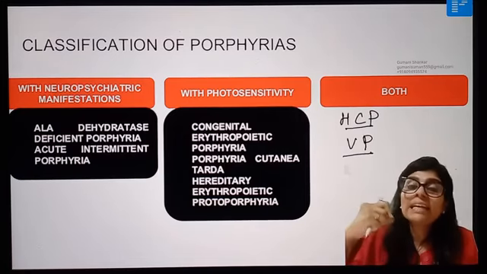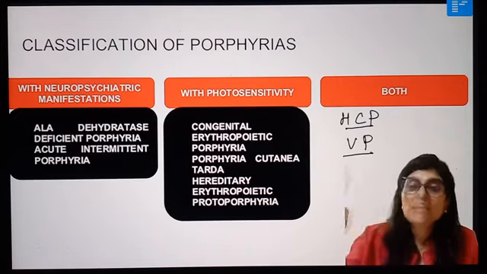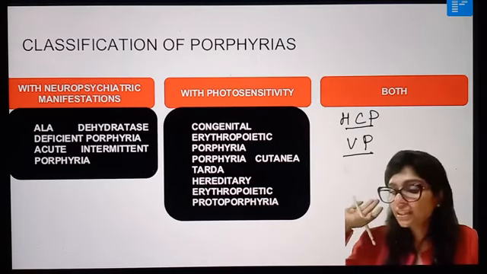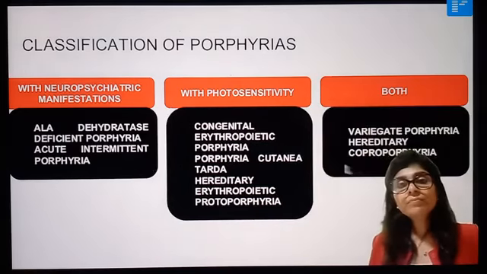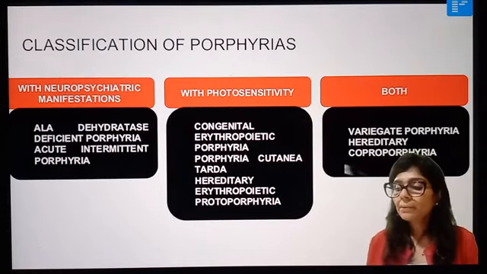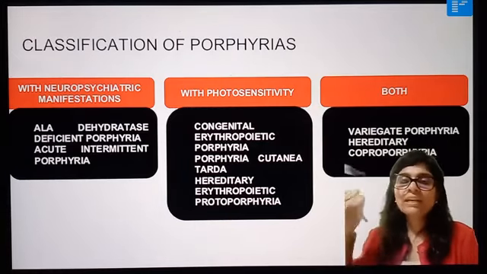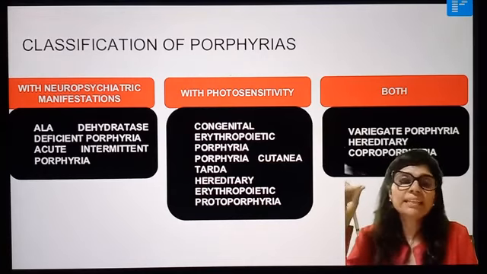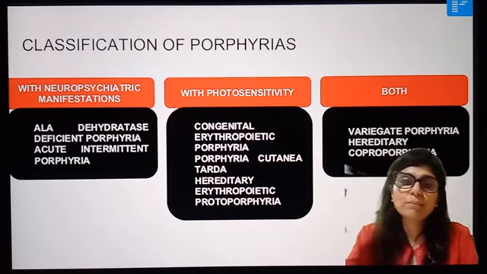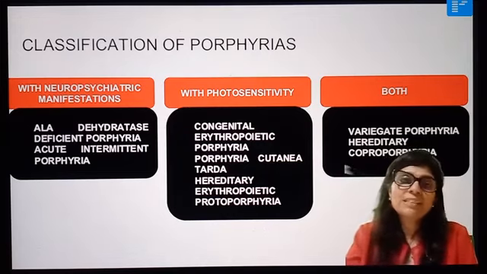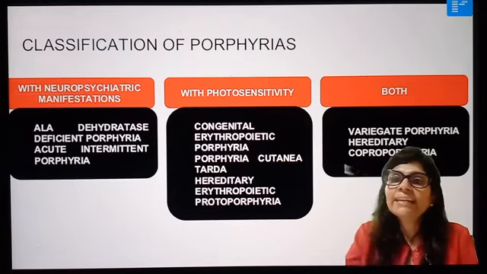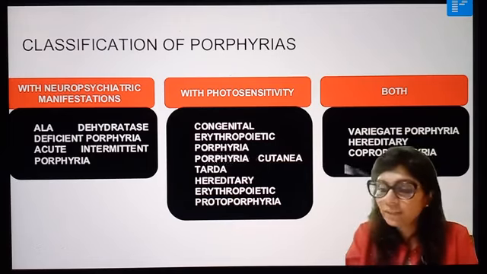And the other one is variegate porphyria. Remember, it has various manifestations, both photosensitivity and neuropsychiatric manifestations. Are you clear? So this is how you will be able to make a diagnosis given a history. If the history says only neuropsychiatric manifestations, think of ALA dehydratase defective porphyria and acute intermittent porphyria. If there is only photosensitivity, think of congenital erythropoietic porphyria, porphyria cutanea tarda, and erythropoietic protoporphyria.